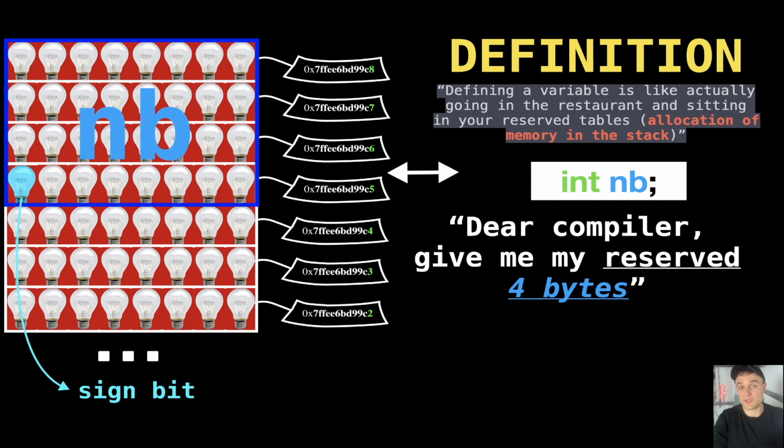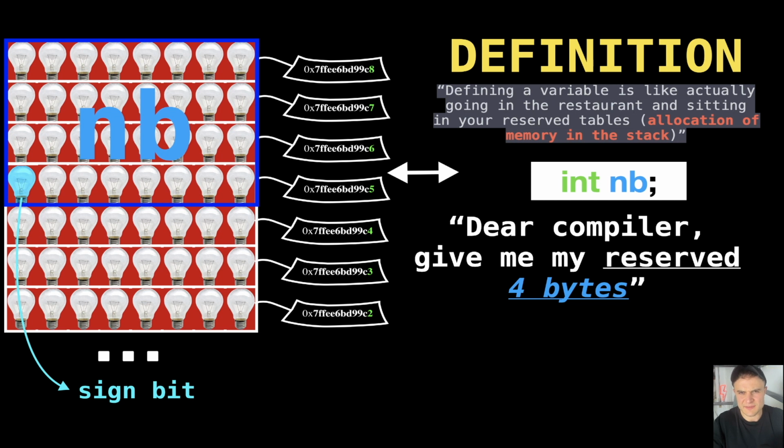That's the idea. So here I wrote, defining a variable is like actually going in the restaurant and sitting in your reserved table. I think that this is a very good analogy. So you have the declaration, the reservation, you call the restaurant, hey, tonight I'm gonna come. And the definition is when you go to the actual restaurant and you take your reserved place, okay? So now you understand that there is a clear difference between declaring a variable and defining a variable.